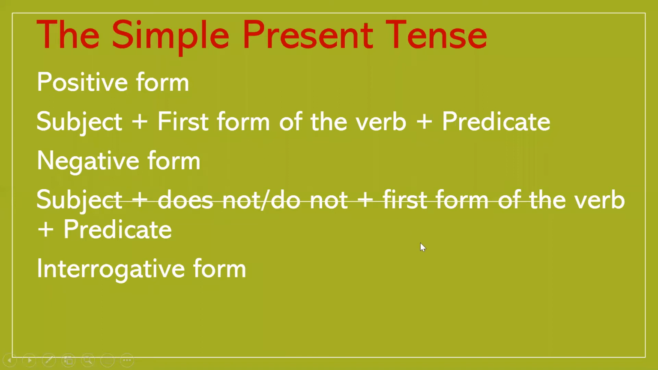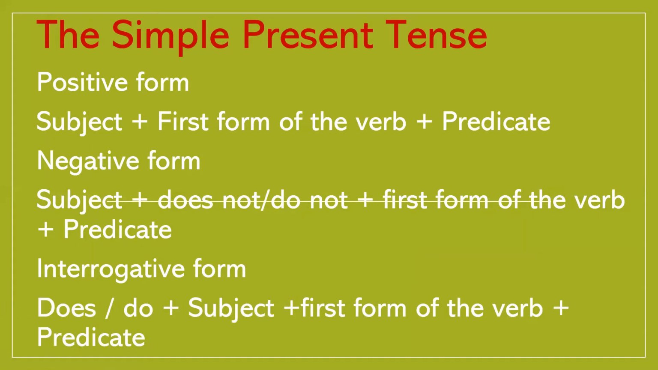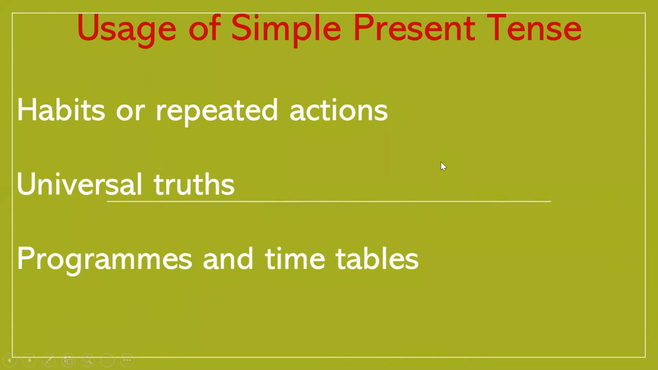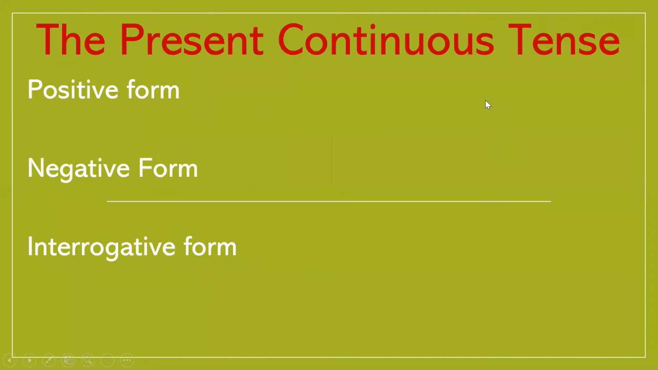Now the interrogative form, who will tell me? Prateek Singh. Does or do plus subject plus the first form of the verb plus the rest of the predicate. Yes. Does or do plus subject plus first form of the verb plus the predicate. Now come to the usage of the simple present tense. The simple present tense, as I told you, is used for habitual actions or repeated actions, for universal truths, and for programs and timetables.